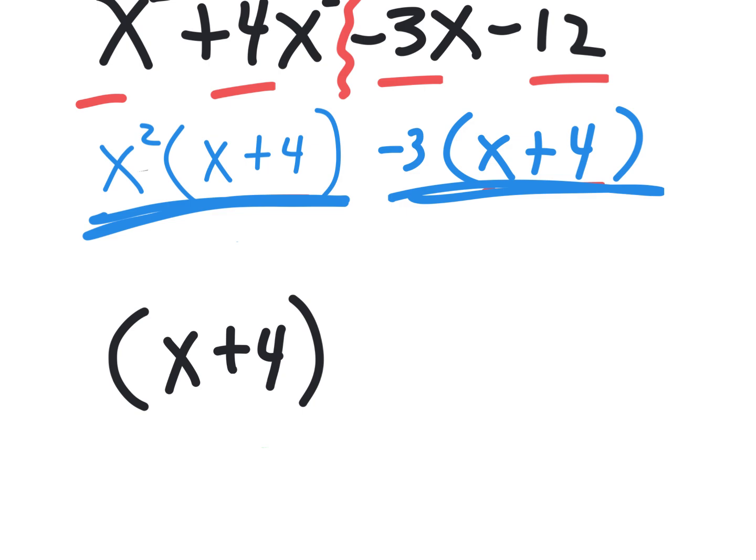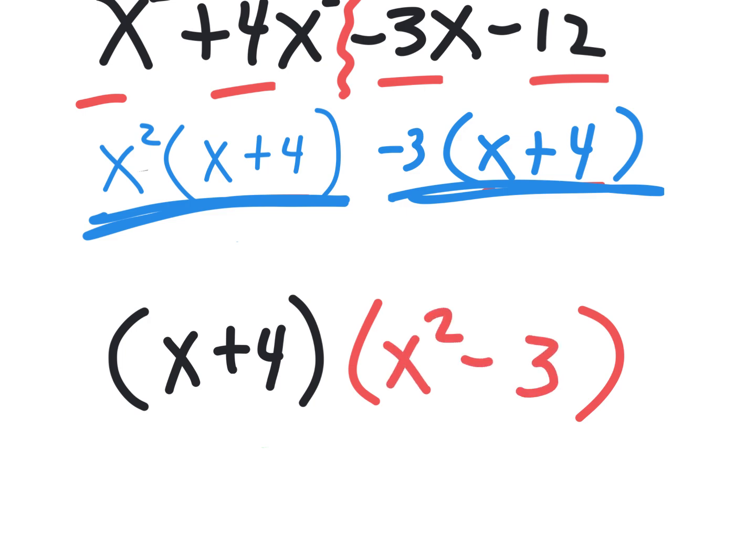And if I factor out the X plus 4 to the beginning, what's left? X squared minus 3. That's how you factor that kind.